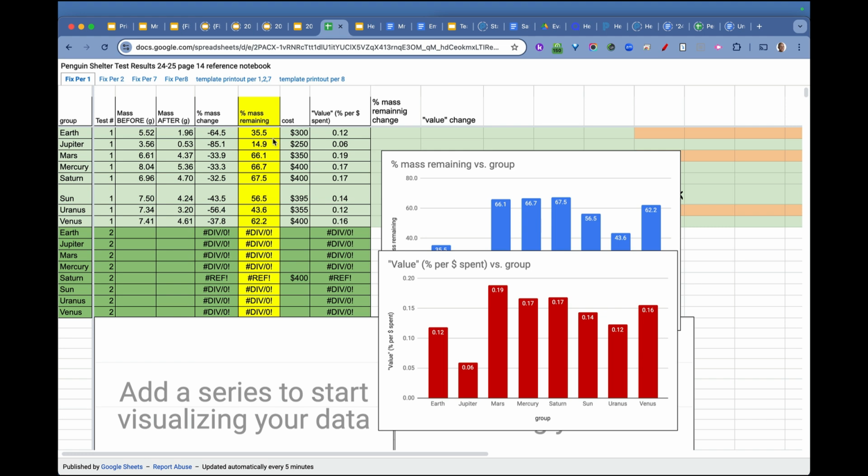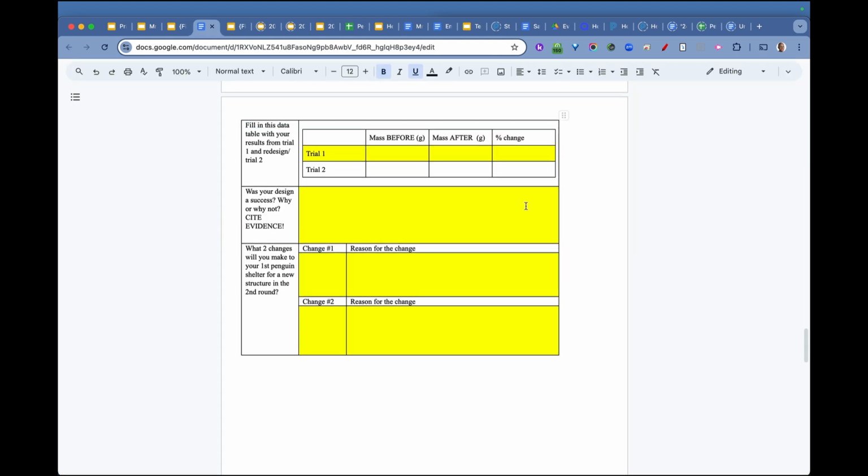So they took the percent mass remaining divided by the cost of the shelter to get the value. So the higher the number, the more valuable the shelter was, the more efficient it was at protecting the penguin versus the amount of money spent on the shelter. So based on those results, then the students recorded if they were successful. If they had a penguin left over, they were successful based on the percent mass remaining.